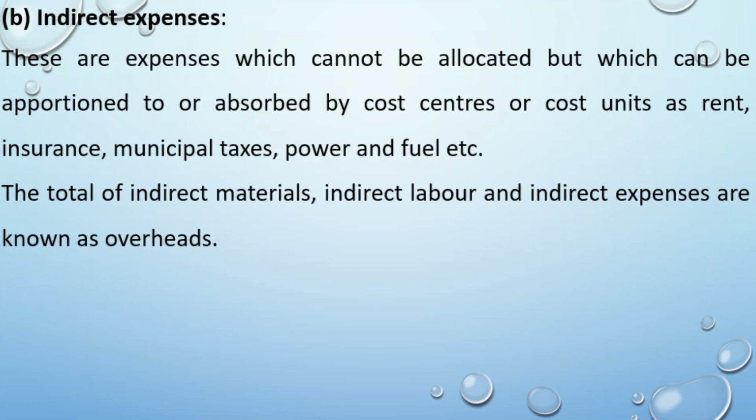Indirect expenses. These are expenses which cannot be allocated but which can be apportioned to or absorbed by cost centers or cost units, such as rent, insurance, municipal taxes, power and fuel, etc. The total of indirect materials, indirect labor, and indirect expenses are known as overheads.